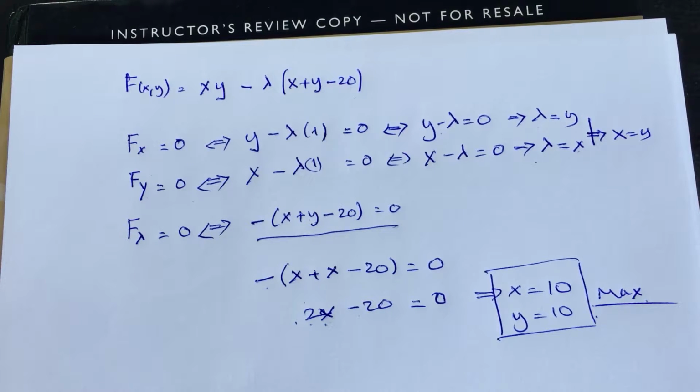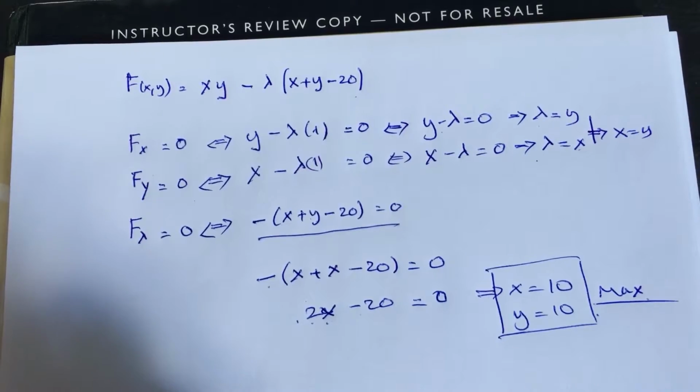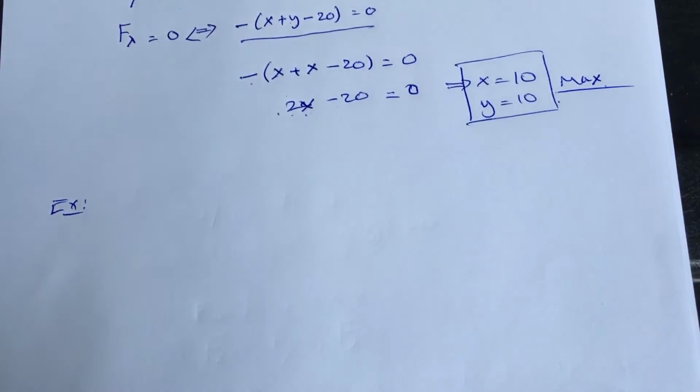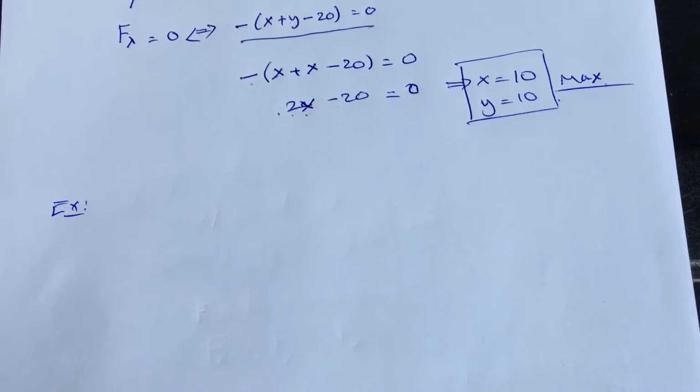Okay, we're going to look at another example. Let's look at the example from the homework assignment. What if you do it in 3 variables? So another example here, another example of a multivariable function using Lagrange multipliers.